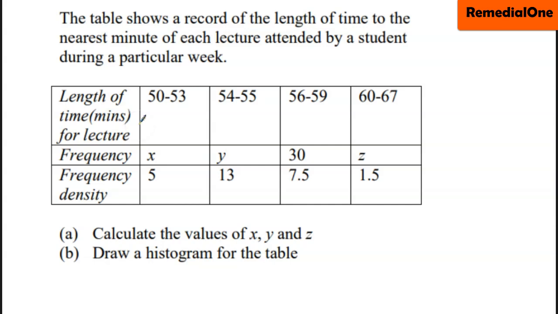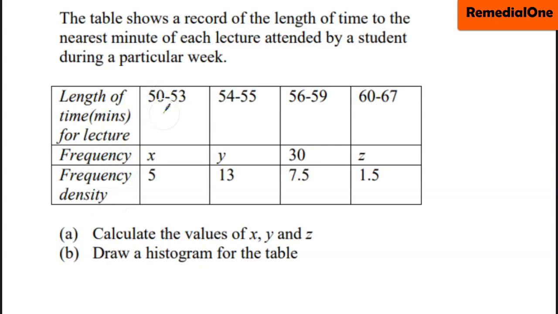And I have a question on the screen. The table shows a record of the length of time to the nearest minute of each lecture attended by a student during a particular week. This is the length of time for the lecture in minutes. This is frequency, and then this is frequency density.